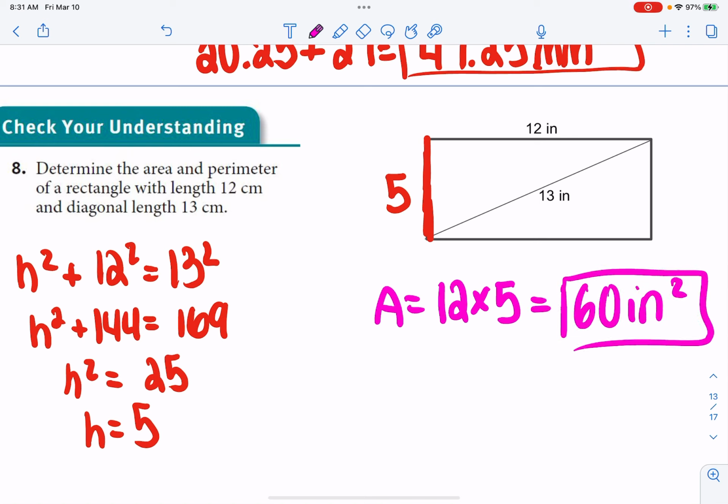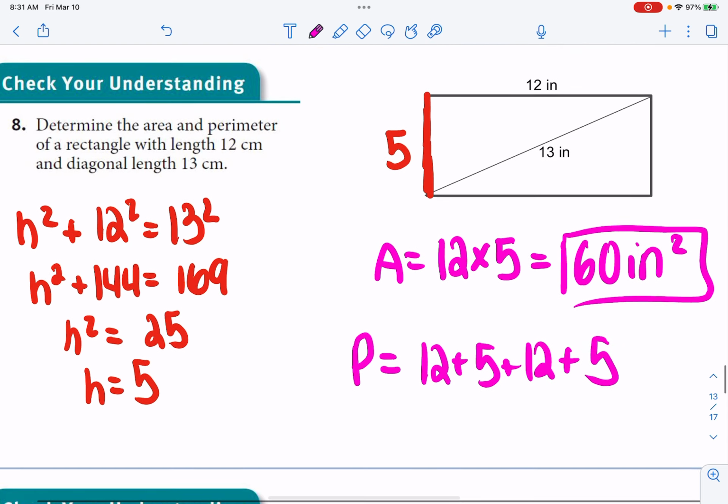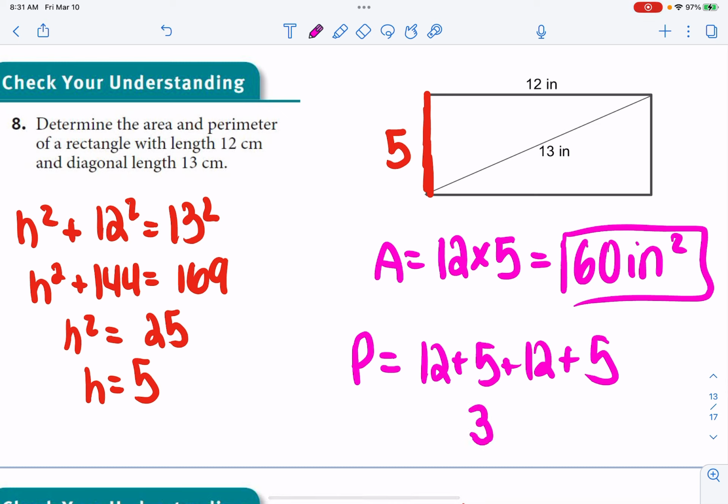Okay. For the next one, for the perimeter, you're going to add up all those parts. You're going to do 12 plus 5 plus 12 plus 5, okay, twice. And so that's going to be 34 inches.